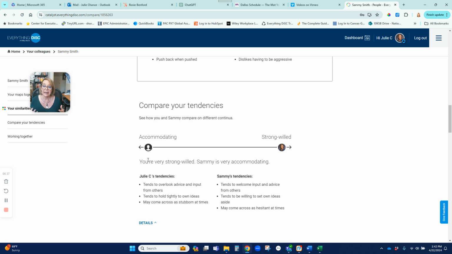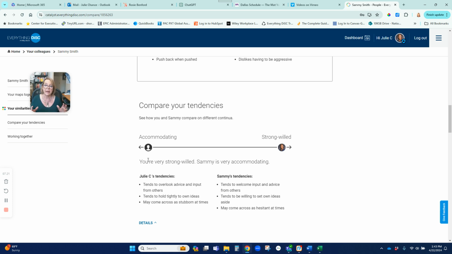And you'll see that I tend to overlook advice and input from others, which is true if I'm not really paying attention and being intentional about listening and hearing what other people are saying. While Sammy tends to welcome input and advice from others. So we would talk a little bit about how we can support and balance each other in that, how maybe I can be a little bit more open and receptive, and maybe how Sammy at times needs to step in and make a decision without getting a lot of advice.